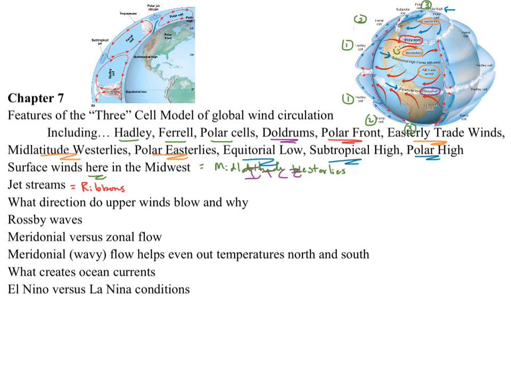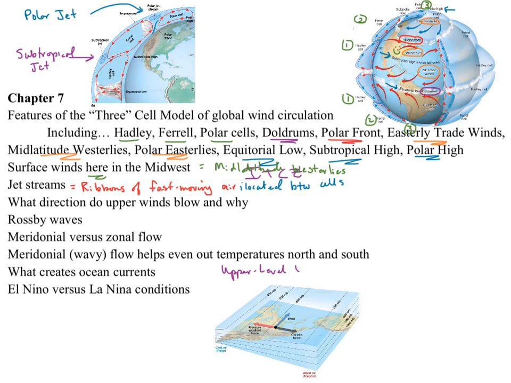Jet streams, I'll bring in a picture here. Actually, there are two jet streams, and they are both ribbons of fast-moving air, and they are between the cells. The subtropical jet is between the Hadley and the Ferrel cell, and then we have the polar jet between the Ferrel and the polar cell. Okay, that should work.